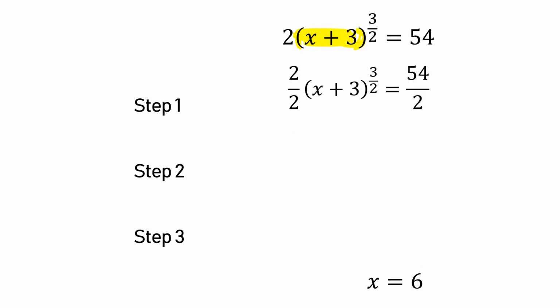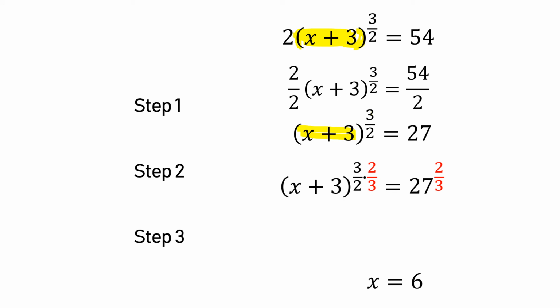Divide both sides by 2, we got 2 over 2 is 1. So we have 54 over 2. We got (x minus 3) to the power of 3/2 equals 27. Then we need to get rid of the 3 over 2. So we need to multiply by the reciprocal of that fraction, which is 2 over 3. So you raise both sides of the equation to the power of 2 over 3.